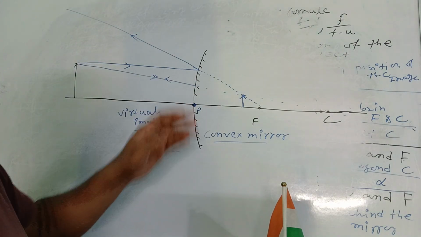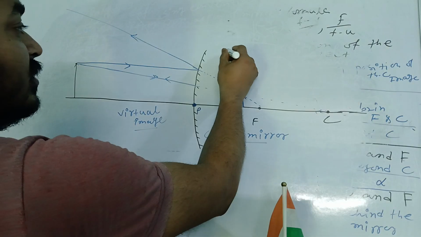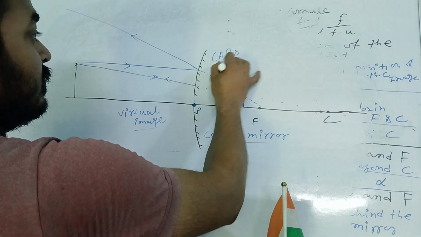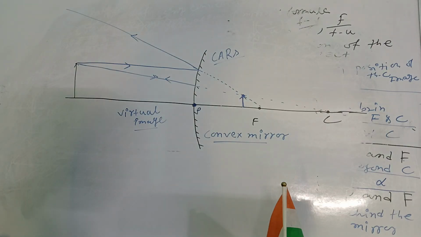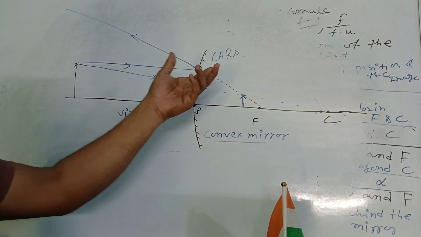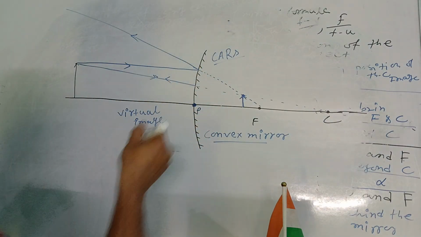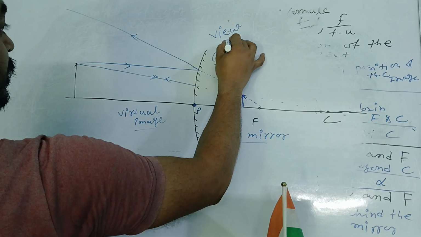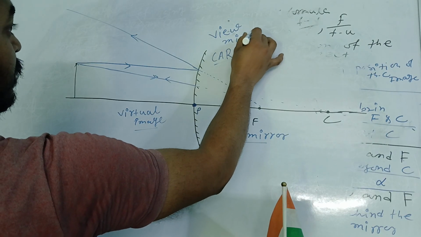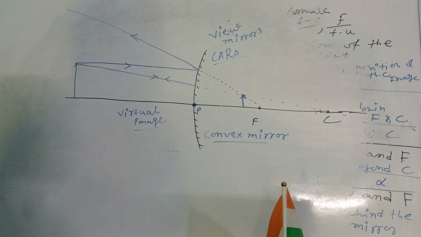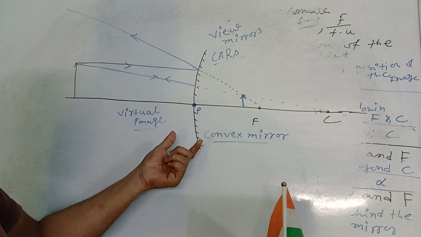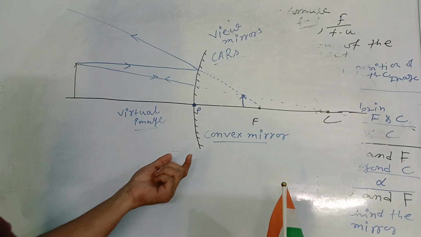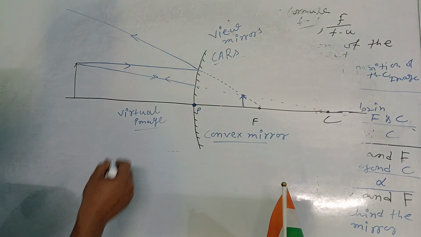Convex mirrors are used in cars. The mirrors that cars use as view mirrors, we can write view mirrors for cars. It is a convex mirror.